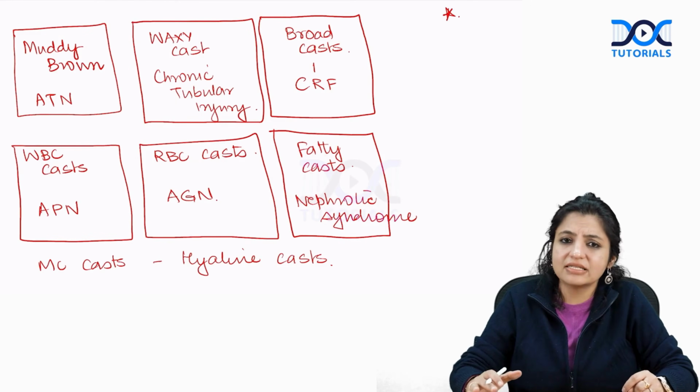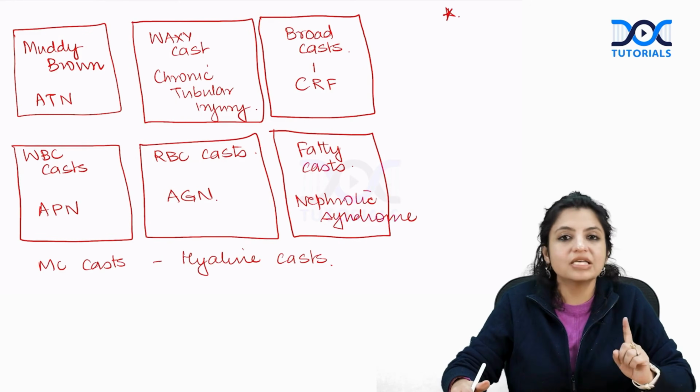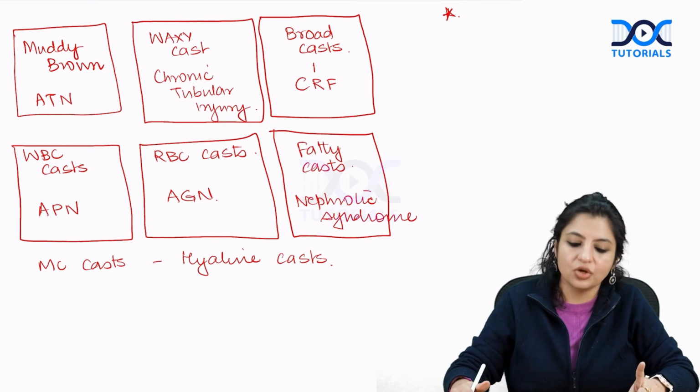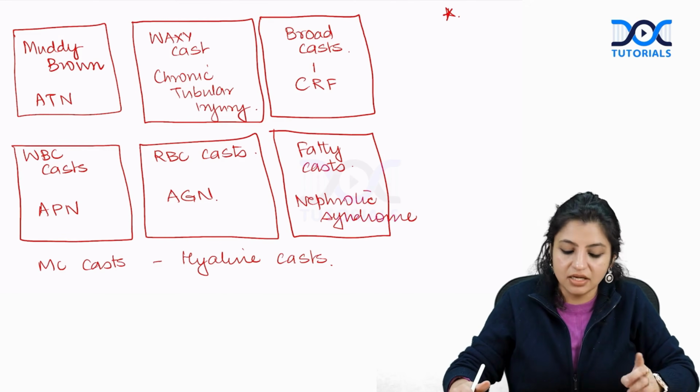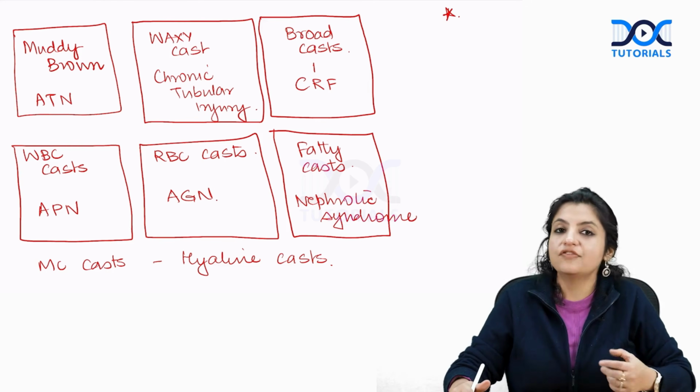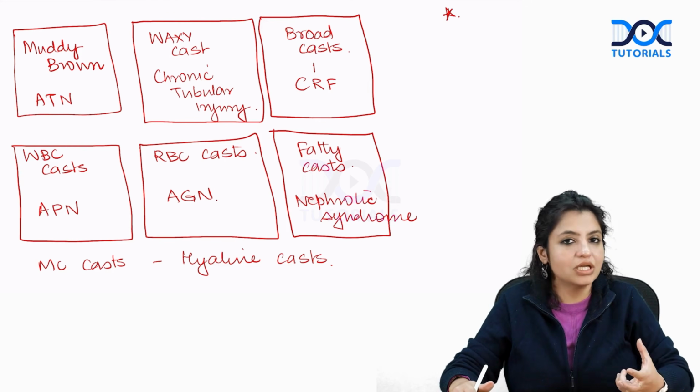So can we revise these casts quickly in one go? If you're seeing muddy brown cast, this is acute tubular necrosis. If you're seeing waxy cast, they are chronic tubular injury. If you're seeing broad cast, these are chronic renal failure.